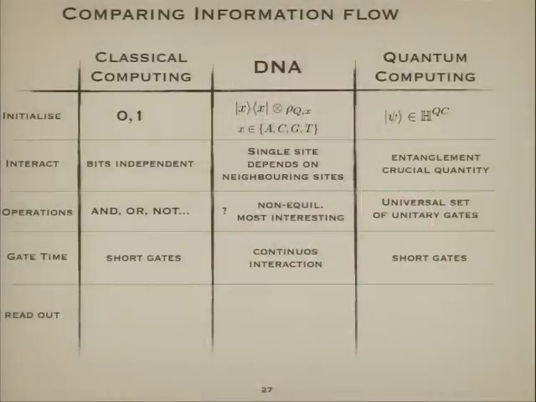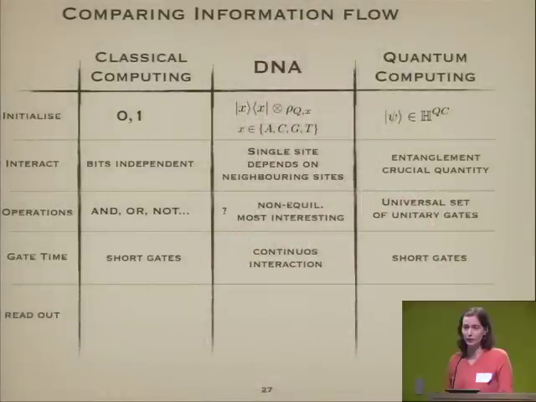The gate time will be short for classical and quantum computing. In classical computing, the shorter the gate time, the faster your processor works. For quantum computing, you always need to beat the decoherence, so that's why you have to make it short. DNA will be a little bit different because you have this sort of continuous interaction.